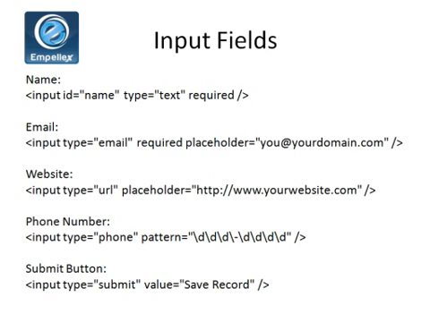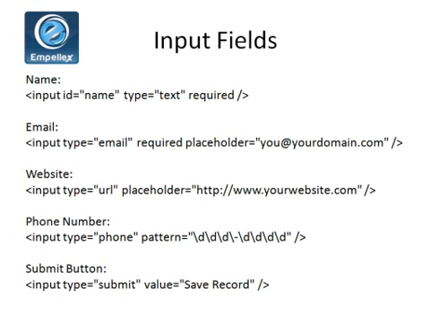Website, we have type equals URL. Again, placeholder text is good, and we've put a placeholder in as www.yourwebsite.com to again guide the user as to the type of information and format that we want them to enter their data in. We have a phone number type, so type equals phone with a pattern, and we've given it a regex pattern for how we want the phone number formatted. And a submit button, which again is type equals submit and value save the record.